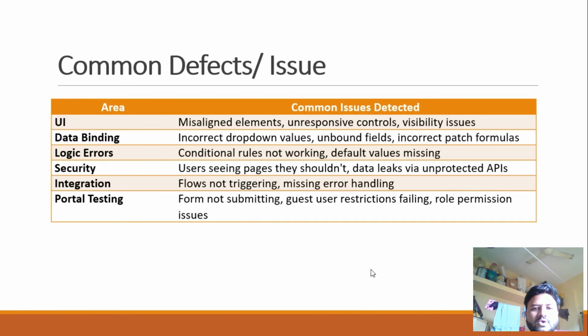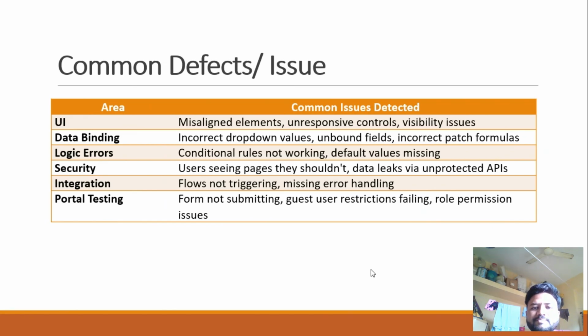These are the common defects commonly observed on Power Apps. One is related to UI: the misalignment of elements, unresponsive controls, and visibility issues. Second point is related to data binding: the incorrect drop-down values, unbound fields, incorrect patches, and formulas. Third, related to logic errors: the conditional rules not working, default values might be missing, the auto-populated values not correctly populated. So these are the logical errors.